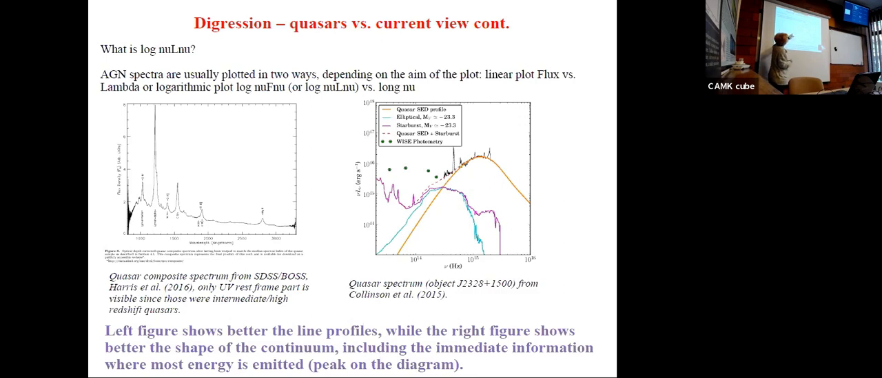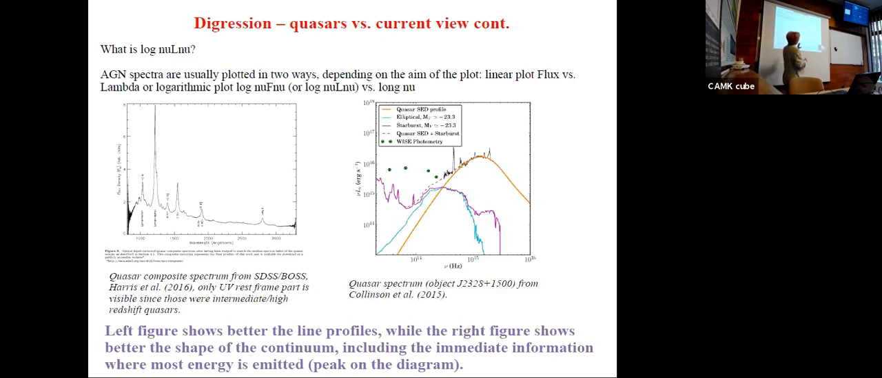This is on the UV part, so you have magnesium II here. H beta should be more to the right, but so on such a plot, lines are much better visible. So if you model emission lines, you use this kind of plot.